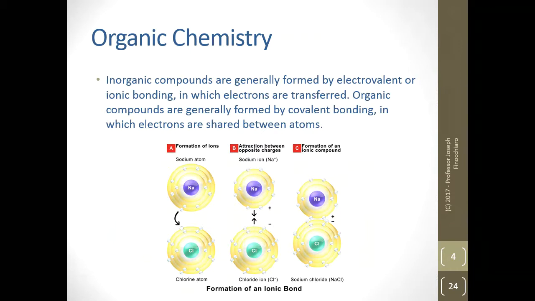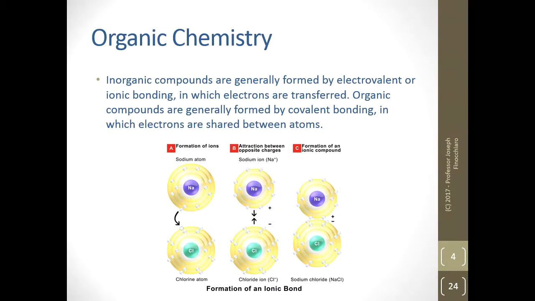Inorganic compounds are generally formed by electrovalent or ionic bonding, in which the electrons are transferred back and forth. Remember, they get ripped from each other, and they're held together by the positive and negative charges. Organic compounds are generally formed by covalent bonding, in which electrons are shared between the atoms.